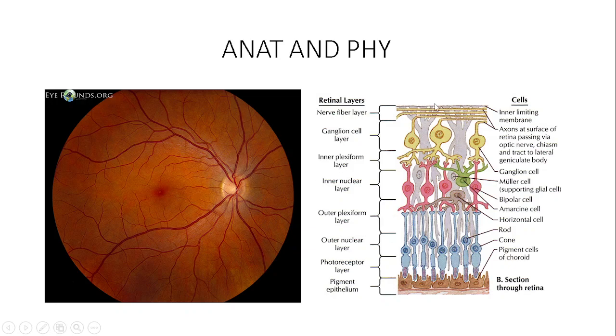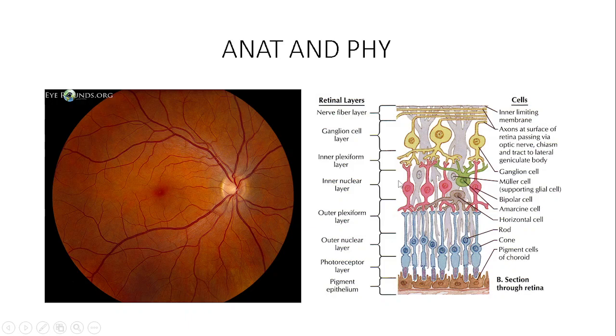The most superficial or most internal layer is the internal limiting membrane. This is the internal limiting membrane here, pictorially shown. Then after that comes the nerve fiber layer. After the nerve fiber layer, you have the ganglion cell layer. Look at the ganglion cell layer over here. Then you have the inner plexiform layer.